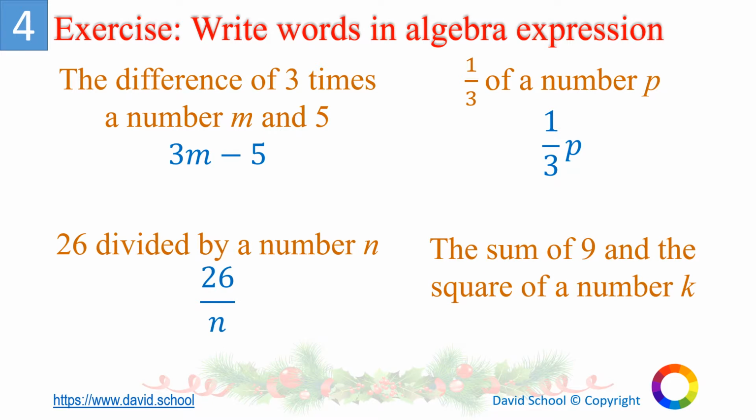The sum of 9 and square of a number k. Square of a number k is k squared, and the sum of 9 and that number would be 9 plus k squared.